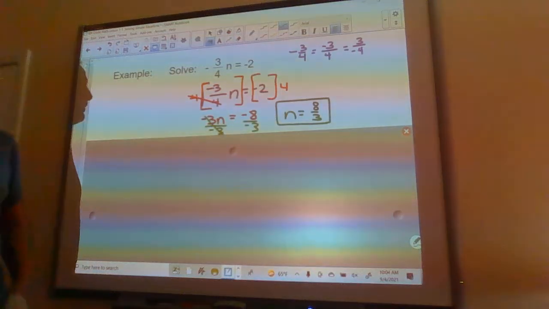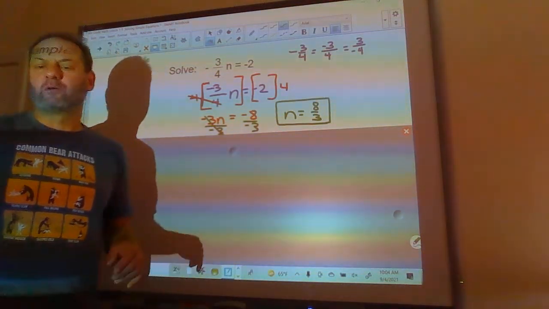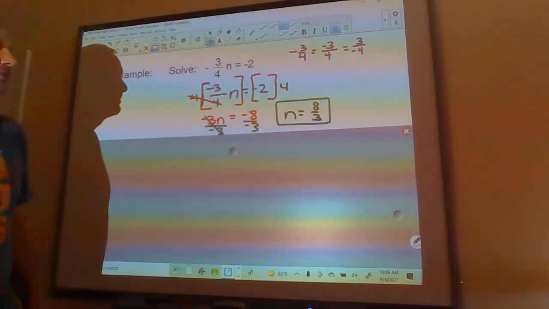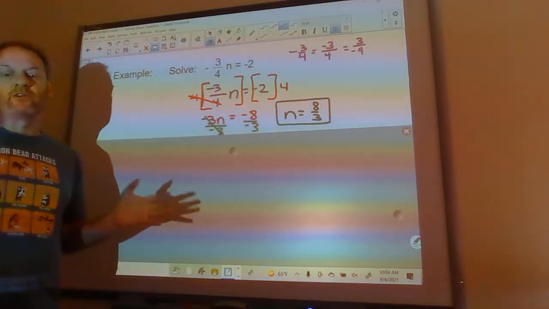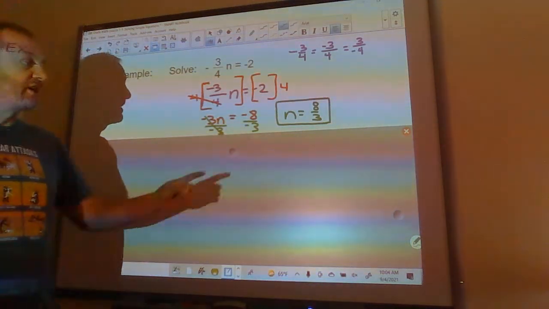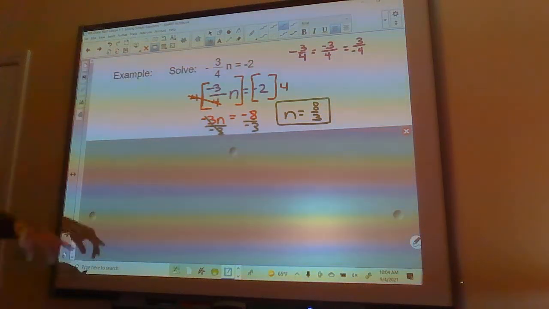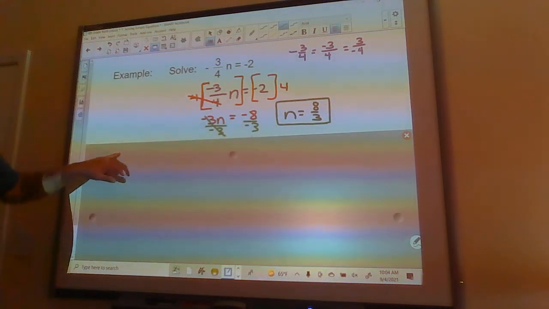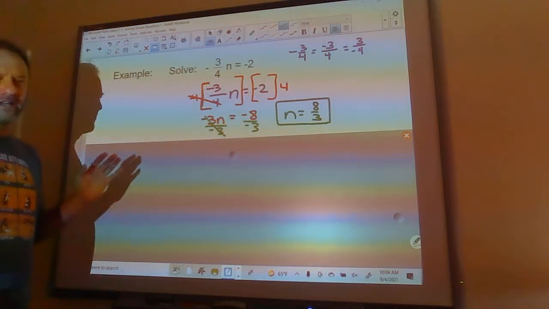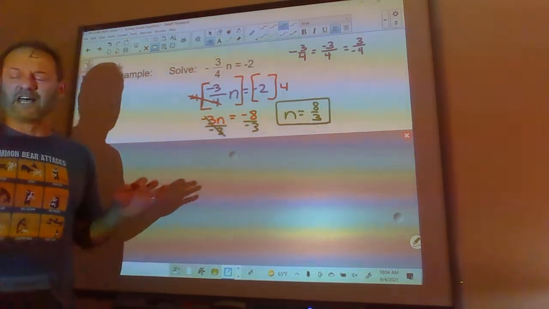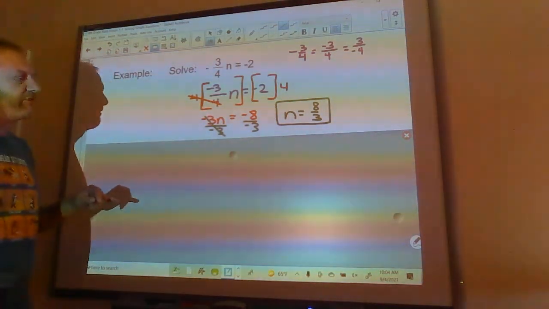Okay, in elementary school, they sometimes had you change this to a mixed number, so it'd be, what, 2 2/3? Okay, the higher you go in math, the less you do that kind of stuff. You just leave it an improper fraction like that. Okay? And don't change it to a decimal. Okay? Again, the higher you go in math, the less you use decimals and the more you use fractions.